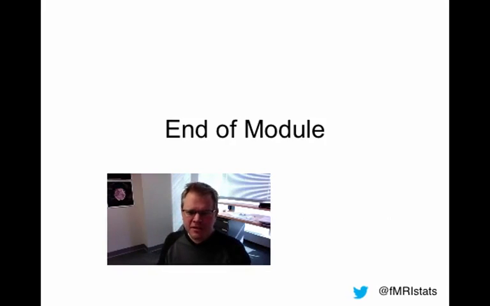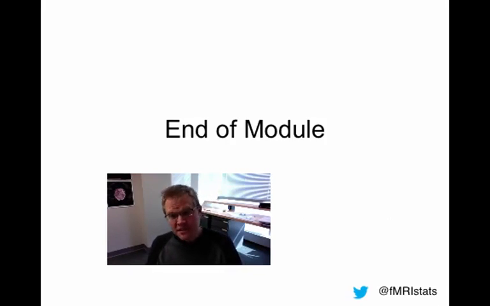Okay, so that's the end of this module. It's the second of 2 modules on designing the design matrix, so to speak, in a GLM analysis. In the next module, we'll talk about how to design the variance-covariance matrix in the appropriate manner.